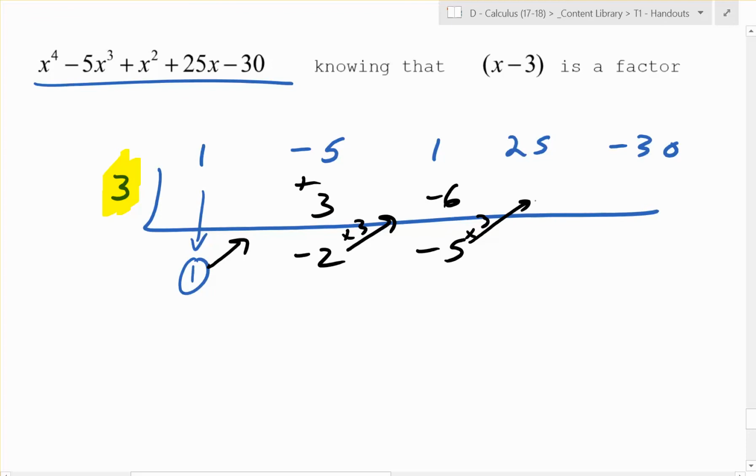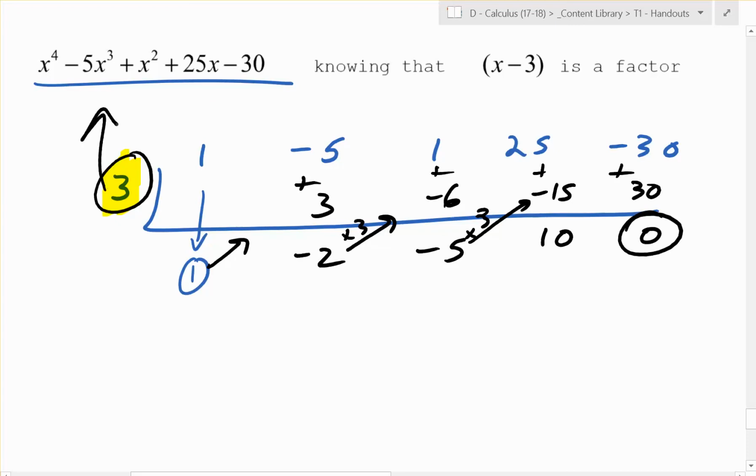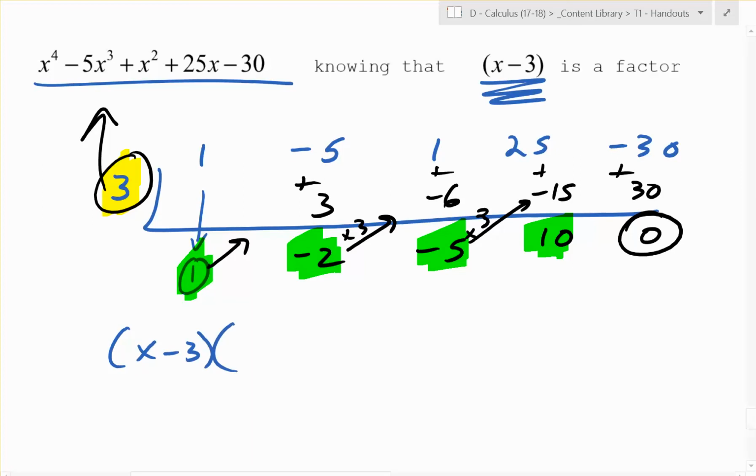Times 3 is -15, add them is 10. Times 3 is 30, add them is 0. So what this tells us is when we plug in 3 into this, you get 0. And the nice thing about that is we now have these coefficients of what's remaining. So we know that this is a factor, but the other factor is going to be, you know, that this is the constant, the x squared, and the x cubed. So it's 1x cubed minus 2x squared minus 5x plus 10.